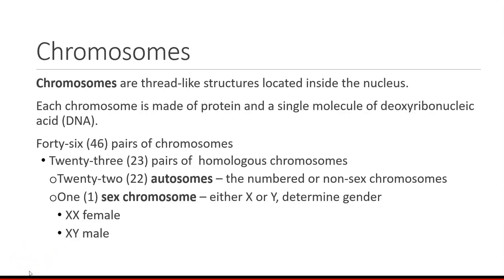Chromosomes are those thread-like structures located inside the nucleus. Each chromosome is made up of protein and a single molecule of deoxyribonucleic acid, DNA. You have 46 chromosomes, 23 pairs of homologous chromosomes, of which 22 are autosomes. They're the numbered or non-sex chromosomes, and one sex chromosome, either X or Y, which will determine the gender. If you're XX, you're a female. If you're XY, you are a male.